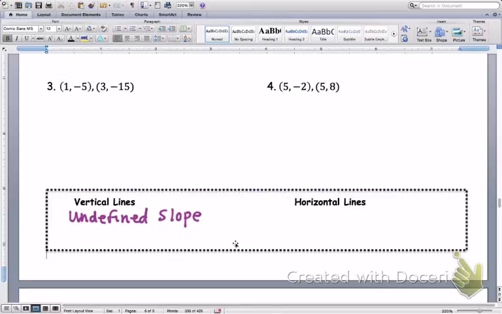Which means when we do our formula, after we do our subtraction, we end up getting a 0 in the denominator. We get some number at the top, it can be any number, but the bottom is a 0. So when we get a 0 in the denominator versus the horizontal line, right? So this is vertical lines versus horizontal lines.